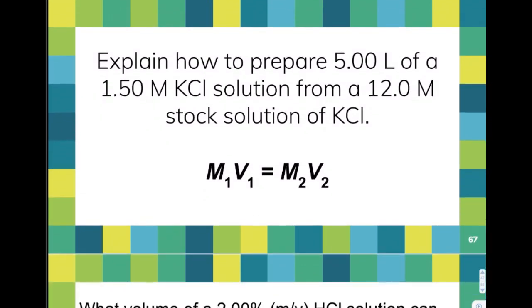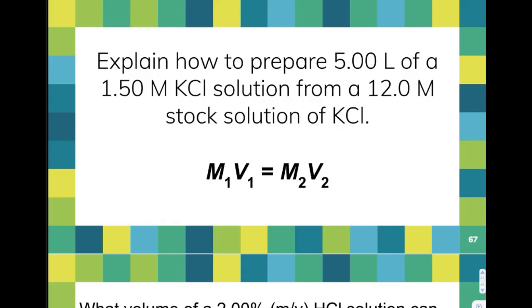Okay, so explain how to prepare 5 liters of a 1.5 molar potassium chloride solution from a 12 molar stock solution of KCl. So we're going to use the M1V1, same as C1V1, it's just we know we're using molarity. I'm going to walk you through this question and then have you do some practice. So let's establish what we have.